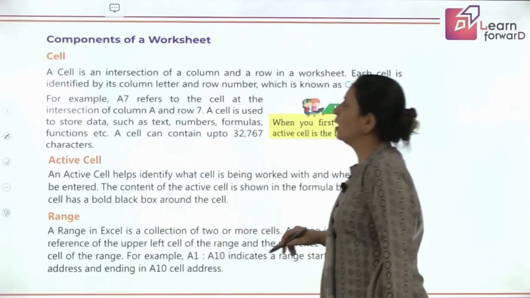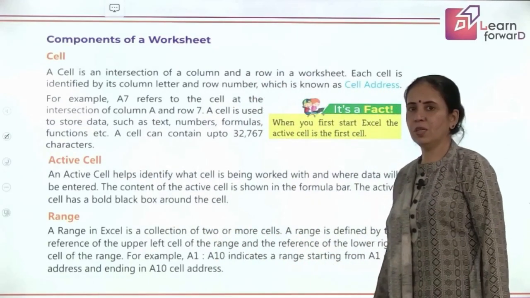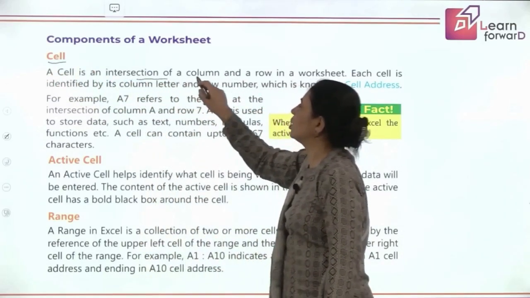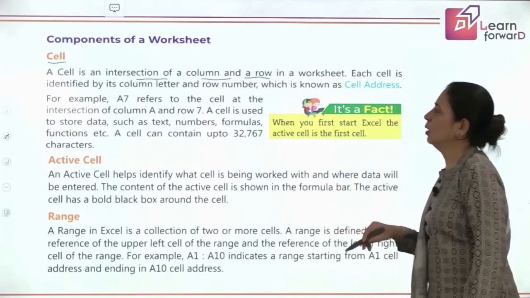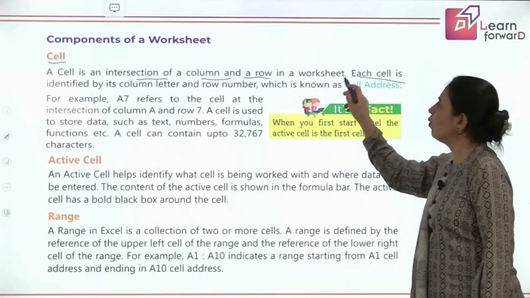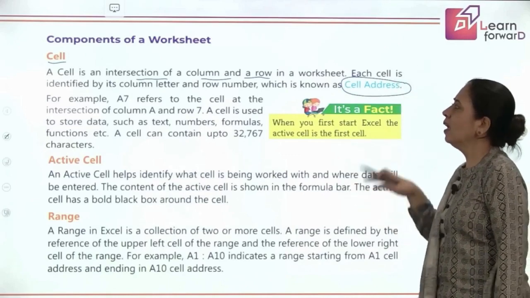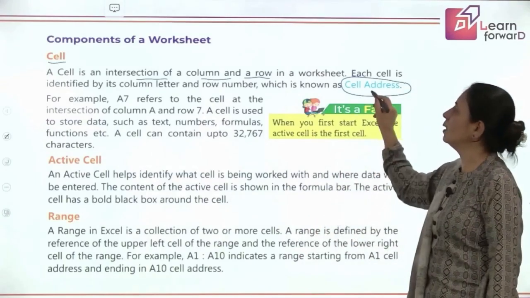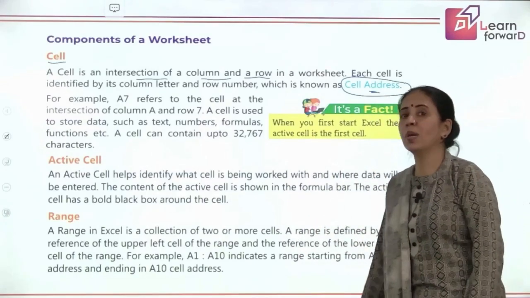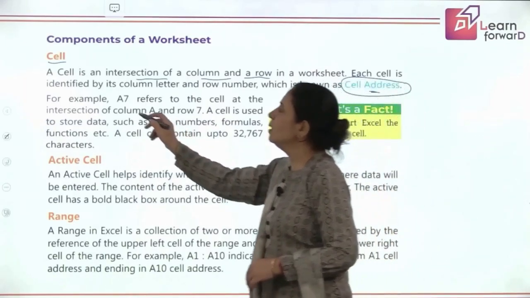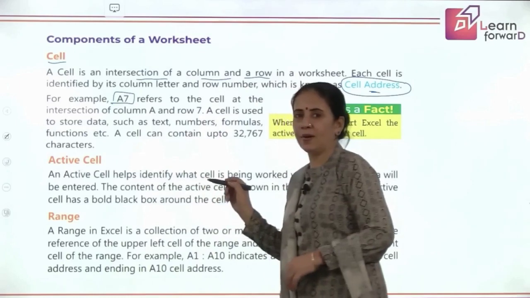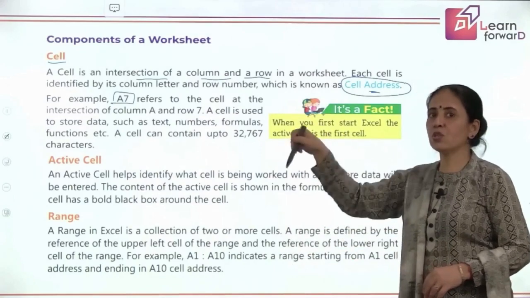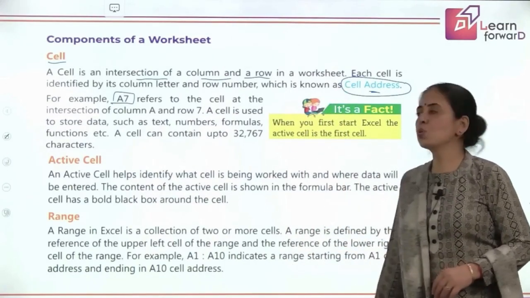Now moving ahead, what are the different components of the worksheet? So I'll explain a bit about the cell. A cell is the intersection of a column and a row in the worksheet. Whichever cell is selected, whatever data you write goes to that selected cell, and that is called the cell address where you are storing the data. Here we have given the example: suppose you have A7 as the cell address, that means the first column A and the 7th row is going to store that data.